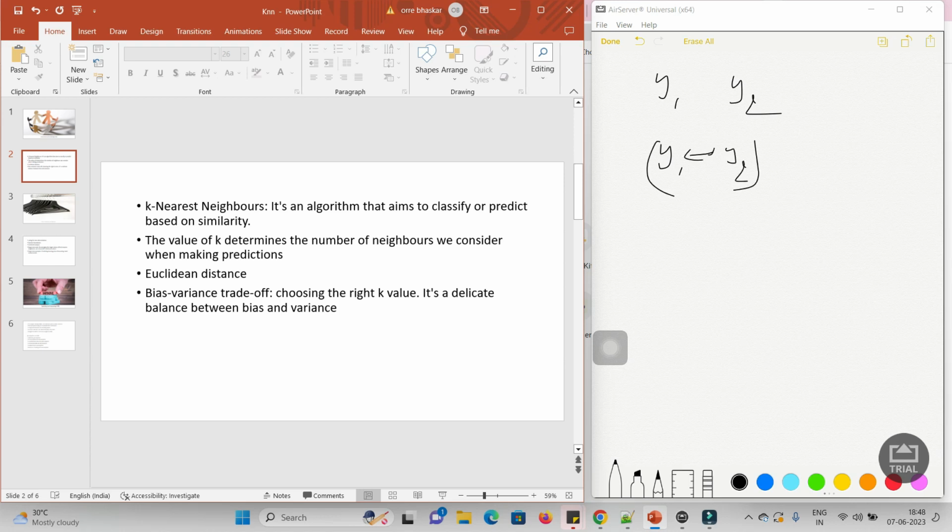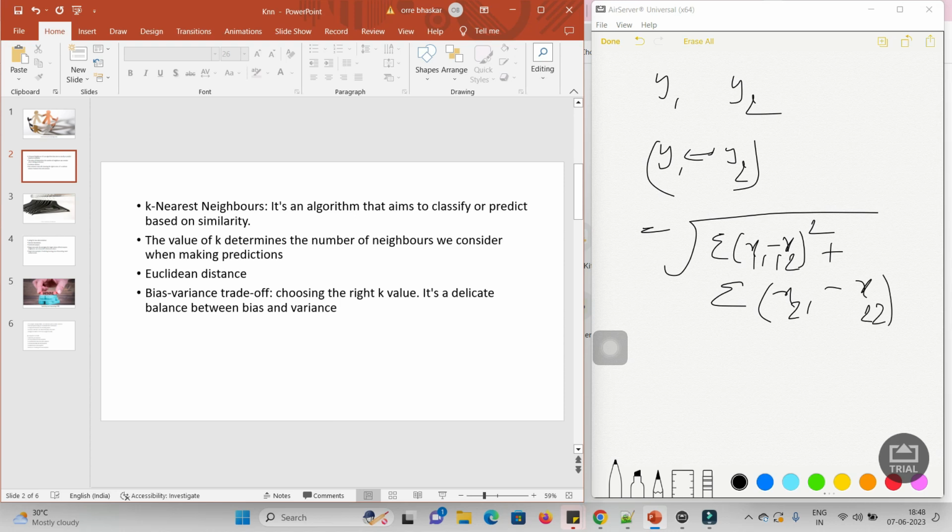So as per the Euclidean distance, what will it be? It will be the sum of squares of the differences of the features. Sigma (x11 minus x12) whole square, plus sigma (x21 minus x22) whole square, plus sigma (x31 minus x32) whole square, and it goes on.